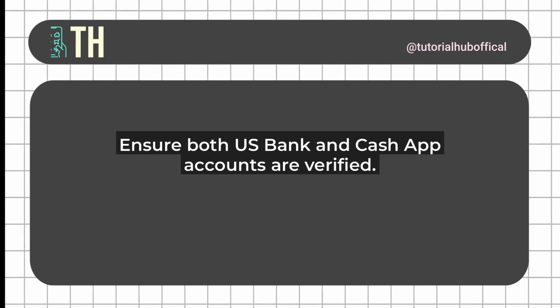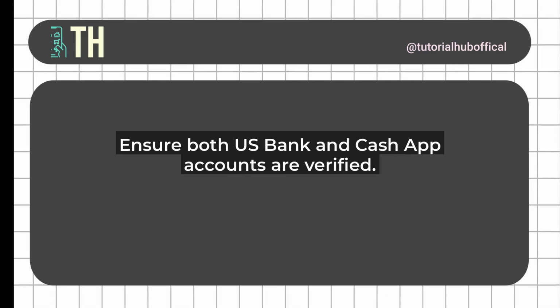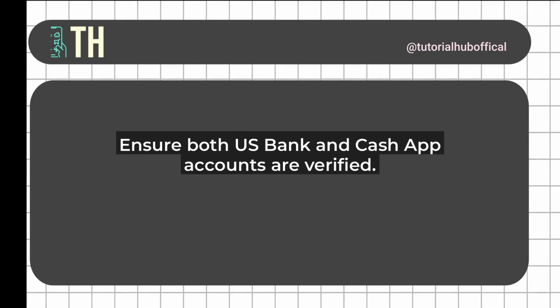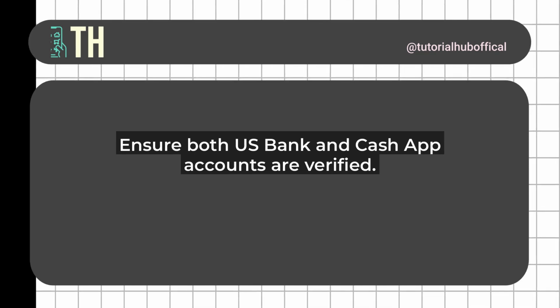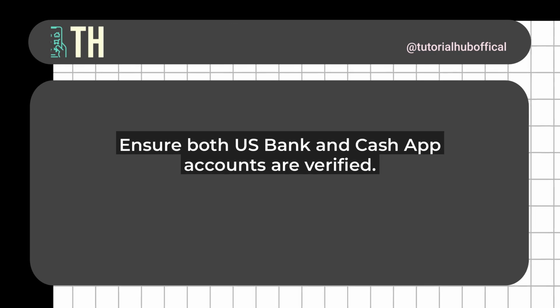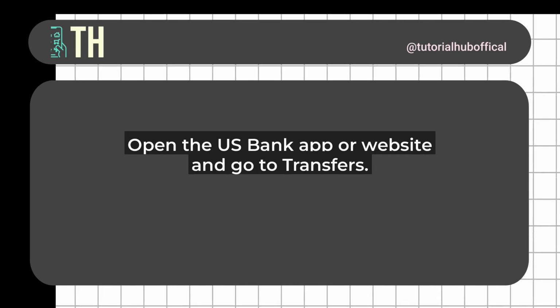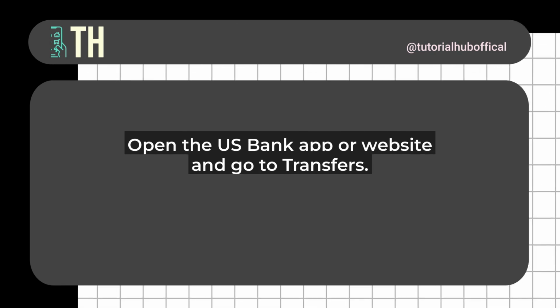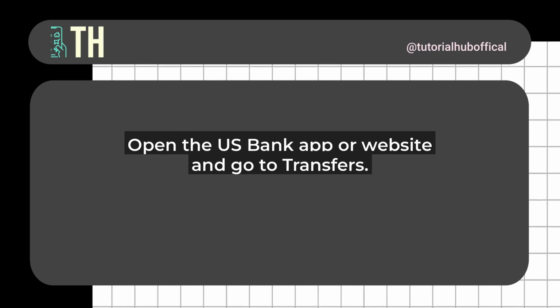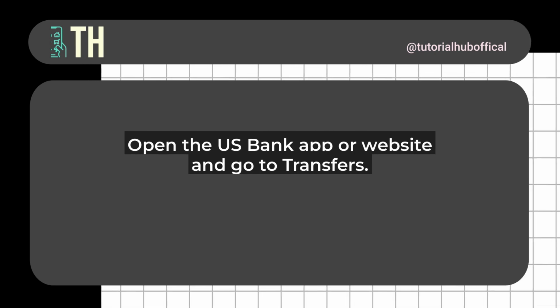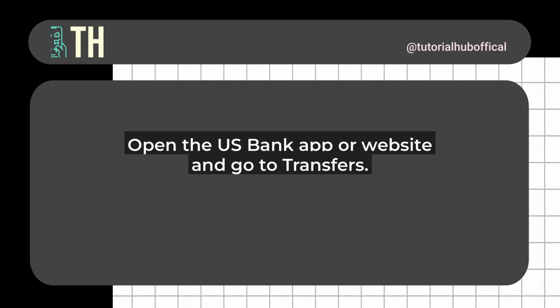First things first, make sure you have both a US bank account and a Cash App account set up. You'll need to verify your identity on both platforms for security reasons. It's a quick step that ensures your money is safe. Once that's done, open the US Bank app or log into their website on your computer. It's user-friendly, so navigation should be a breeze.